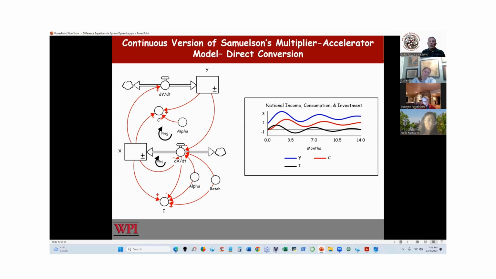So I asked Suleiman for his dissertation to take some of these famous models and see what he could do in the system dynamics world. So here's Samuelson's multiplier accelerator model, as close as he could get to having it directly converted from one to the other. The paper has a bunch of nasty math to make it happen.